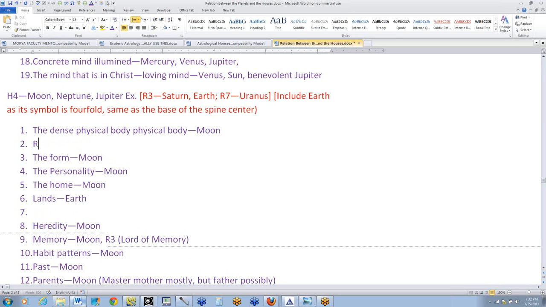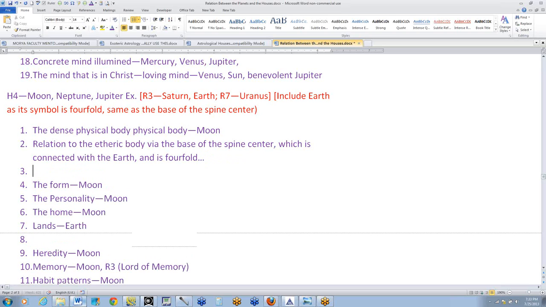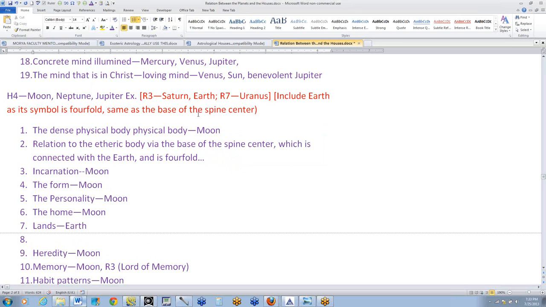But let's say there is a relation to the etheric body via the base of spine center, which is connected with the earth and is fourfold. So this also has to do with, well, it's just the house of incarnation, isn't it? So incarnation, whether in a single incarnation or the incarnation of humanity, and that is the moon again, but Jupiter for opportunity to redeem the lower lives.